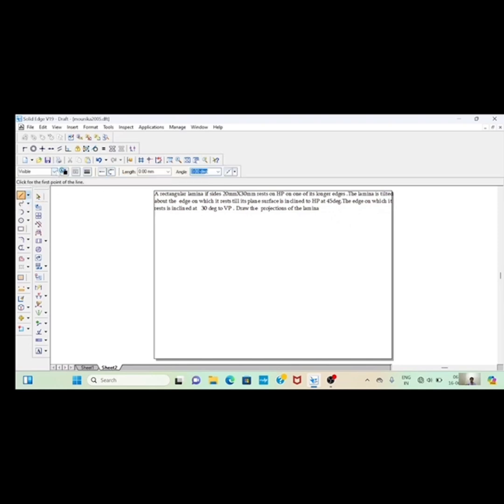Firstly, take an XY line, which is a normal line, and take a text box. Mark the endpoints as X and Y. The plane above the XY line is VP and the plane below the XY line is HP.